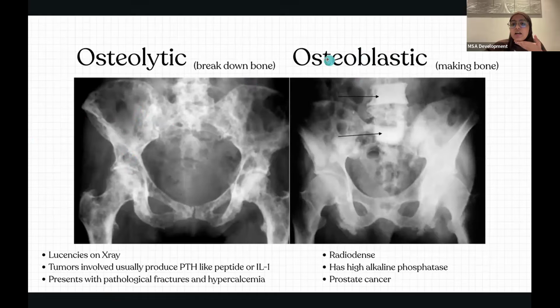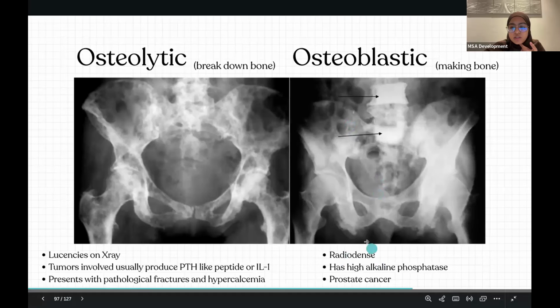Osteoblastic metastasis, again osteoblastic, making of the bone. So you could see on the radiograph, it's radiodense. It's not as translucent as this is. And it has high alkaline phosphatase. Why high alkaline phosphatase? Because it increases osteoblastic activity, increasing bone formation and remodeling. And it's normally seen with prostate cancer.